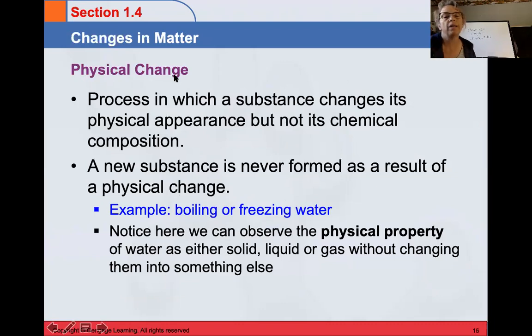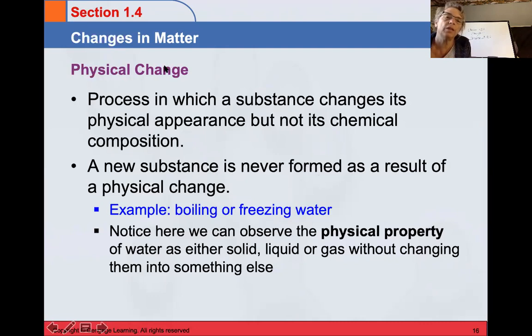So let's talk about now a physical change. A physical change is a process where a substance changes its physical appearance, but not its chemical composition. A physical change would be boiling or freezing water. A new substance is never formed as a result of a physical change. Boiling or freezing water, we can observe the physical property of water as either a solid or a liquid or a gas without changing them into something else.